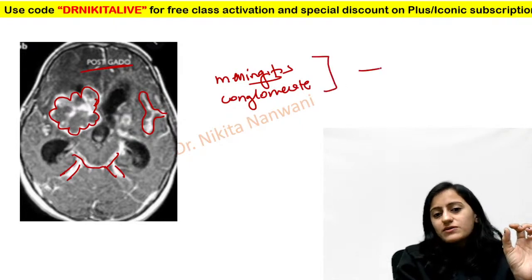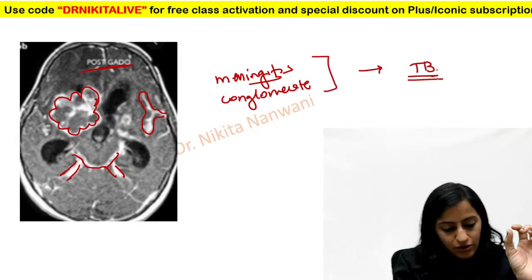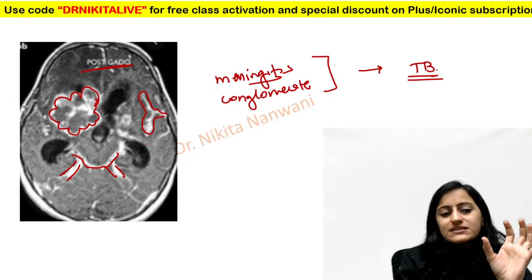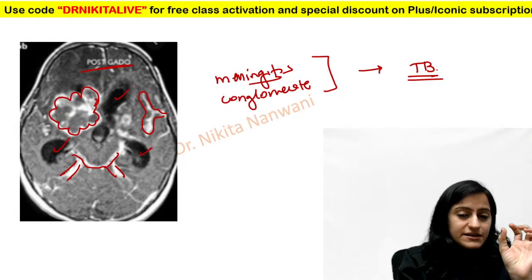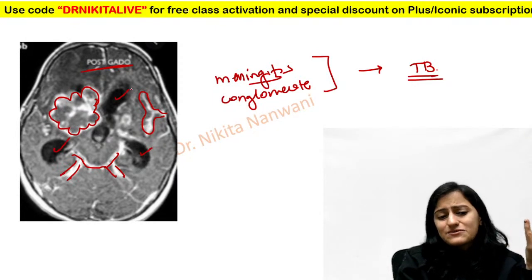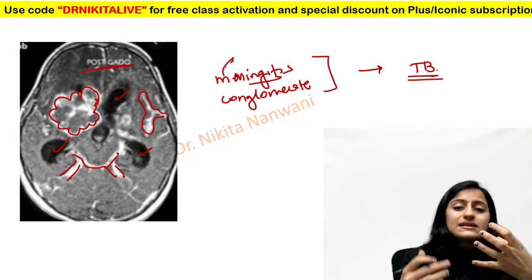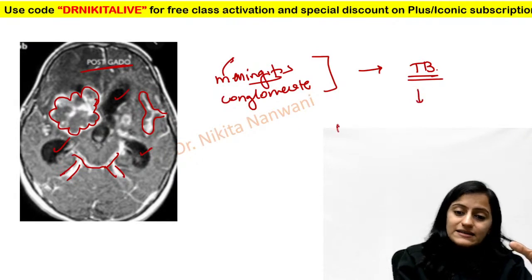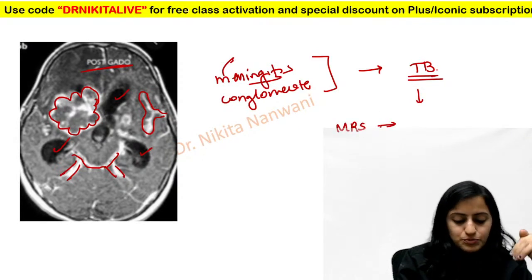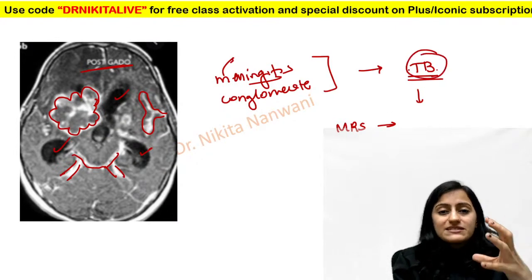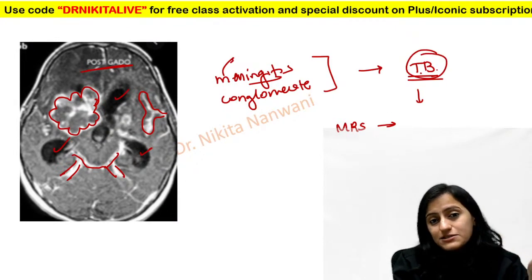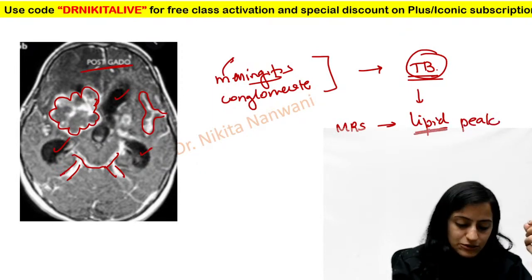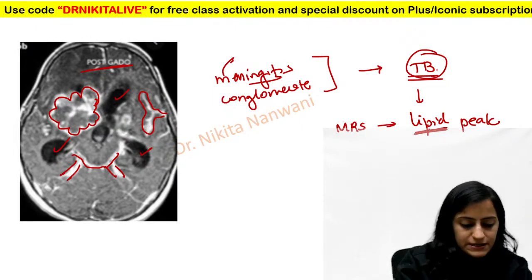So when you see conglomerate lesion with meningitis, you think of tuberculosis. You can also see hydrocephalus here, right? You can see the dilated ventricles. So meningitis we know can lead to hydrocephalus, communicating type. All this is your TB. And the question is, in MR spectroscopy, what peak would be seen? Remember, TB, mycobacteria, has lipid in its wall, mycolipid. So you have the lipid peak. Okay, lipid peak is seen on MR spectroscopy.